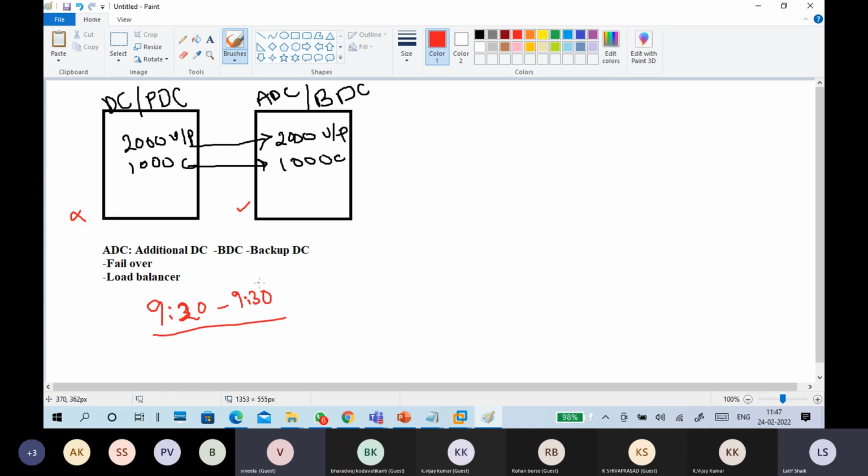For example, 1,000 people are logging in at a time, so more load increases on the domain controller. This load will be shared with the additional domain controller, so there is load sharing between DC and ADC. Then authentication will be smoother, with less burden on individual servers, and disconnections won't happen.